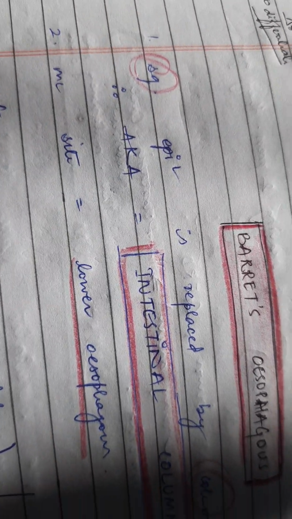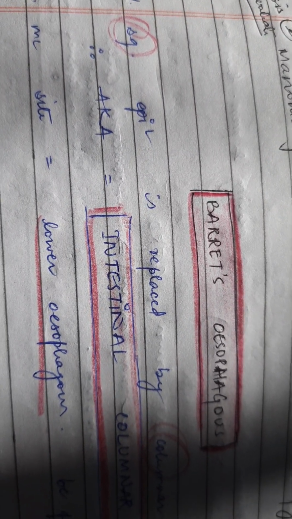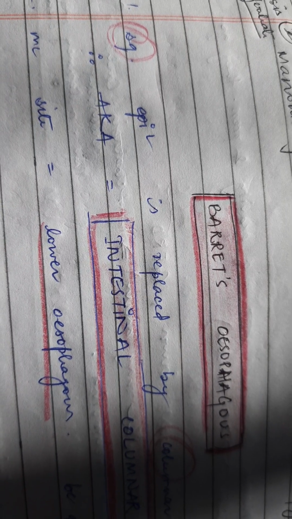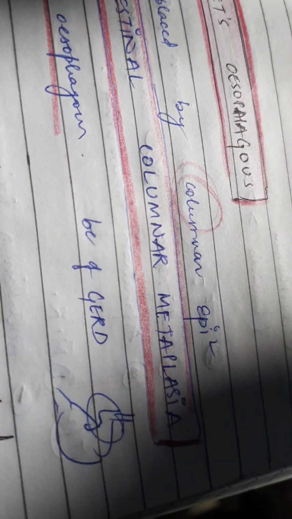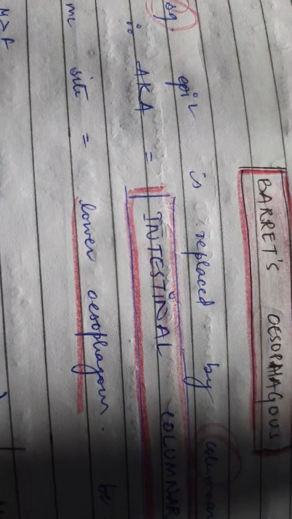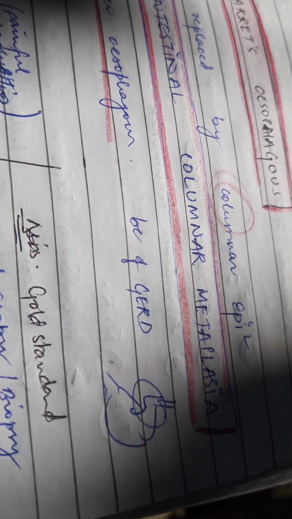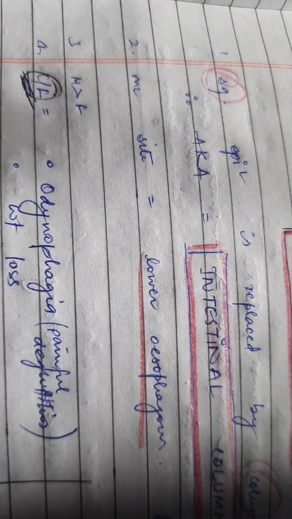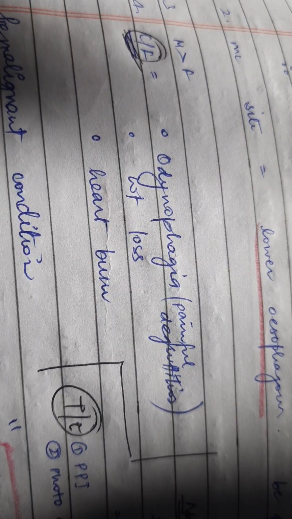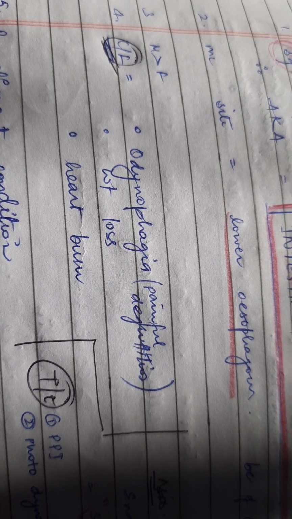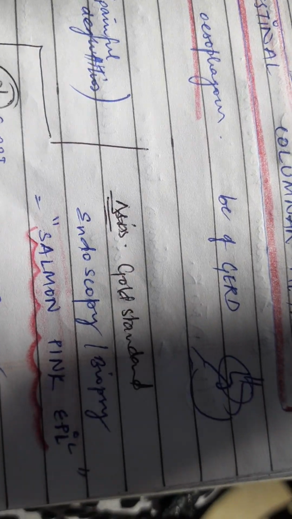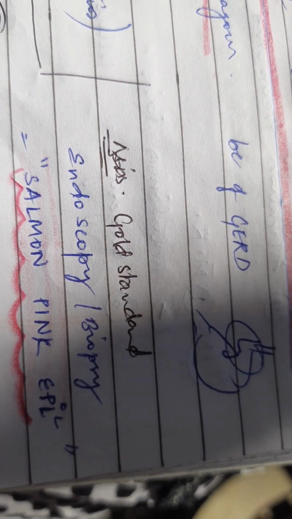Then Barrett's esophagus. Barrett's esophagus is when the esophageal squamous epithelium is replaced by columnar epithelium. It is also called intestinal columnar metaplasia. Most common site is the lower esophagus because of GERD. It is more common in males. Clinical features are odynophagia, painful deglutition, weight loss, heartburn. Diagnosis gold standard here is endoscopy or biopsy.